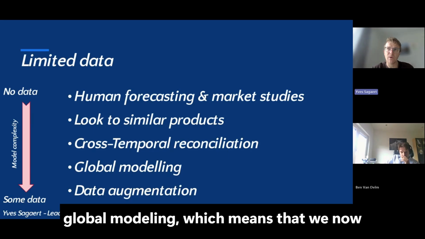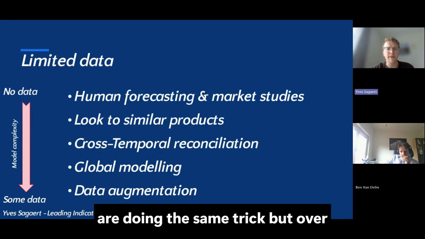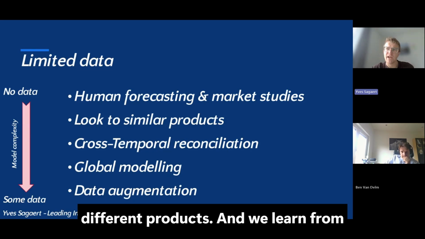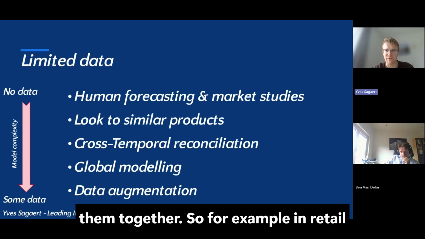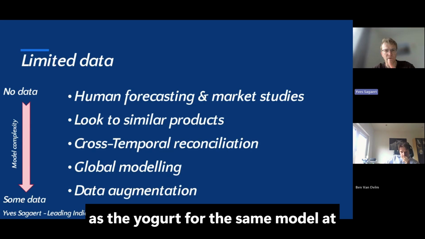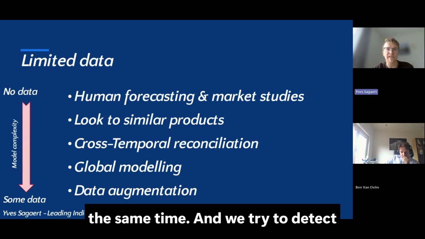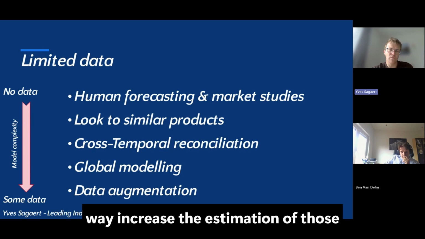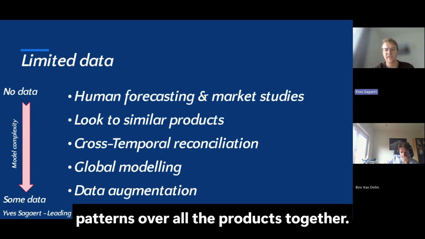Which means that we are now doing the same trick, but over different products. So we look at different products and we learn from them together. For example, in retail, we learn from the salad as well as the yogurt for the same model at the same time. And we try to detect sub-patterns that are similar, and that way increase the estimation of those patterns over all the products together.